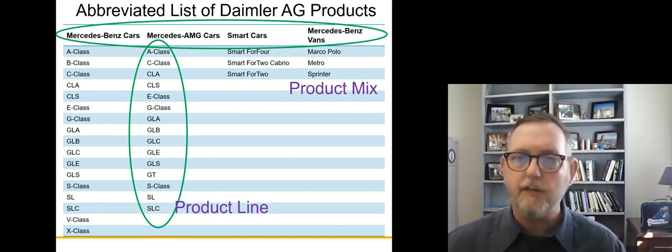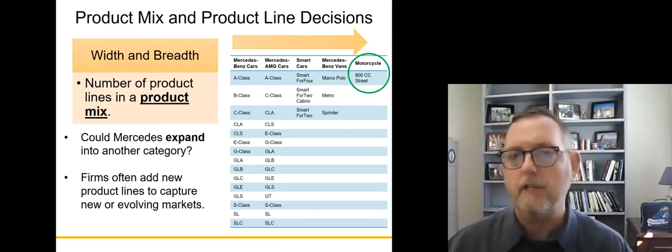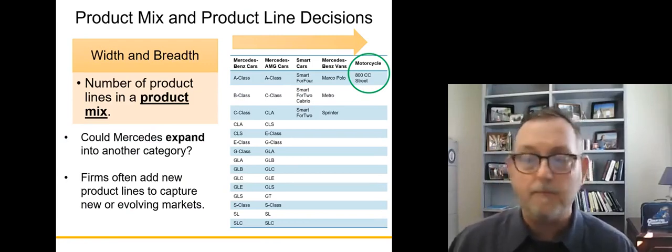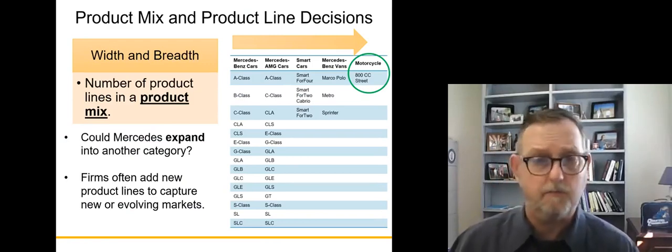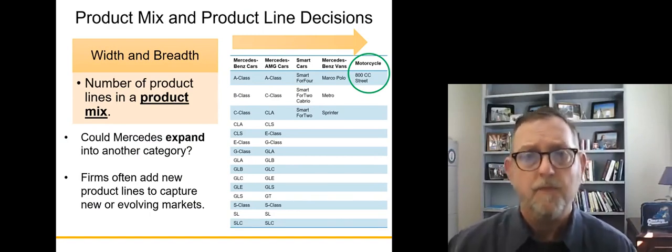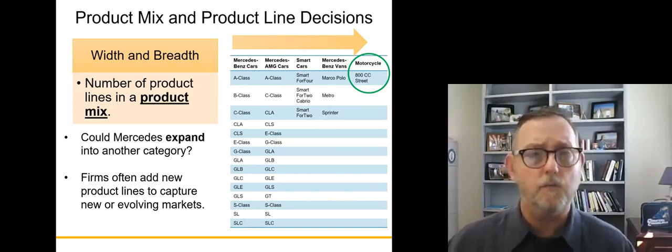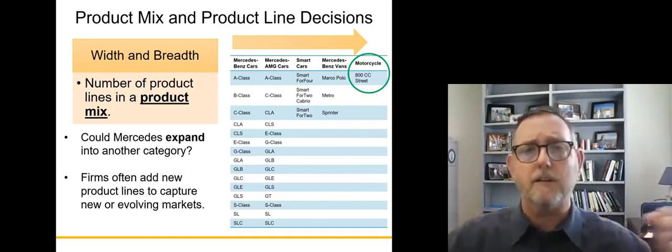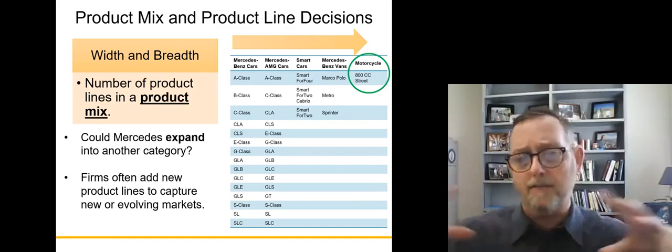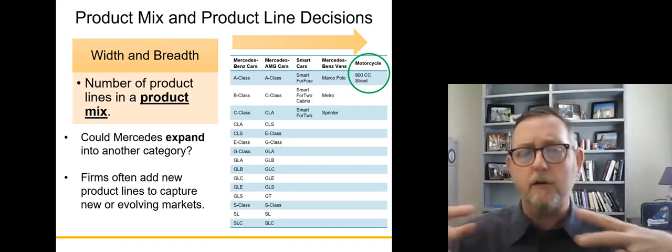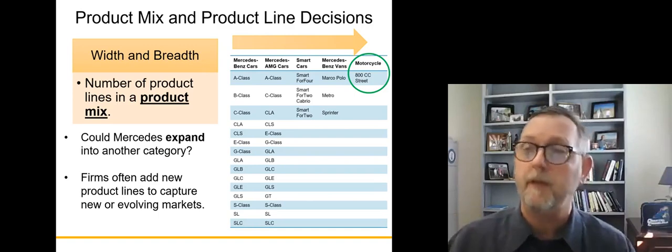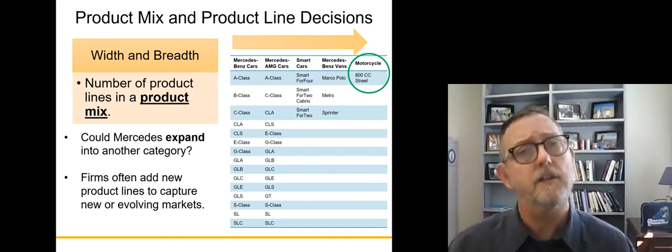Now, again, when we're talking about some strategy that we could use, we could add a category line. In this image, we added a motorcycle to the Mercedes-Benz name. So what if we did this? This would be like a big change. Typically when we change the mix, moving the width or the breadth of this array, stretching it or narrowing it, that's usually a really big decision. So think about adding a motorcycle from Mercedes-Benz.